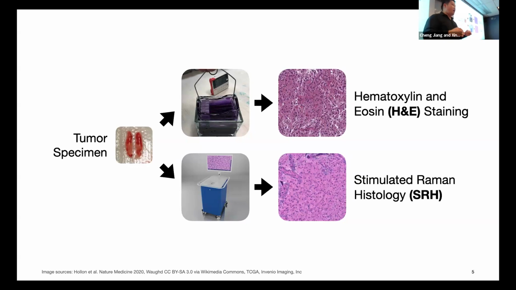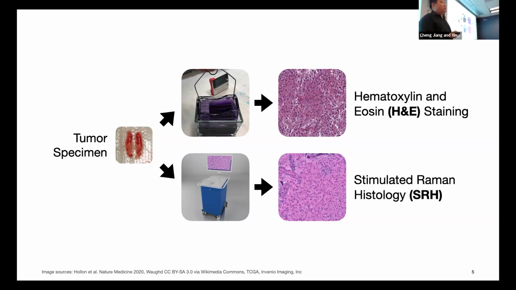And this is where AI has a very large role in looking at how this data is being treated. Sorry, just a quick question. I can see a lot of advantages of SRH over H&E, but in terms of resolution, which one is better? Yeah, so the question is, resolution-wise, how does SRH compare to H&E?